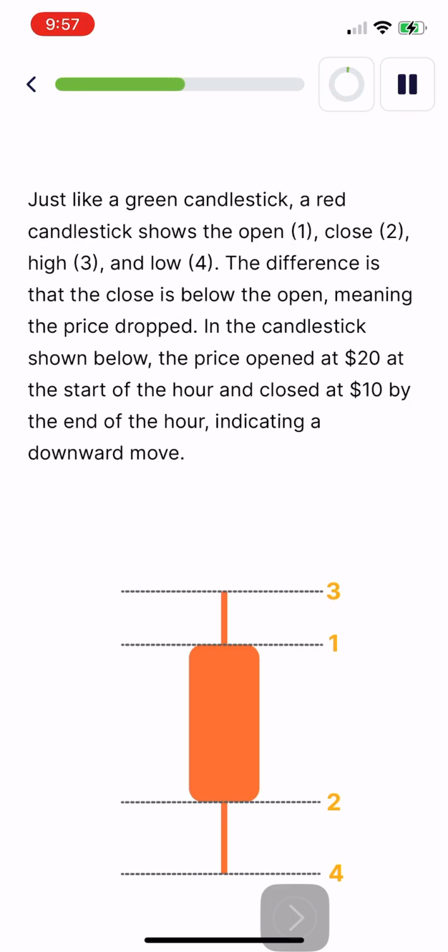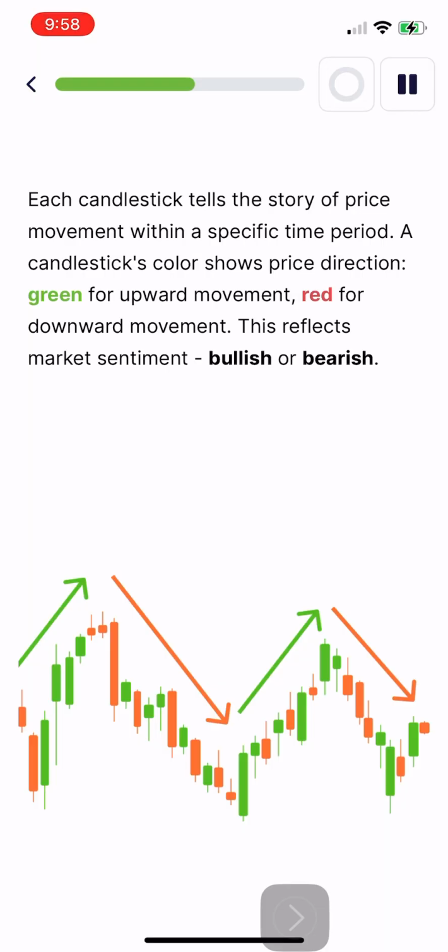Just like a green candlestick, a red candlestick shows the open, close, high, and low, marked by numbers 1 through 4. The difference is that the close is below the open, meaning the price dropped. In the candlestick shown below, the price opened at $20 at the start of the hour and closed at $10 by the end of the hour, indicating a downward move. Each candlestick tells the story of price movement within a specific time period.